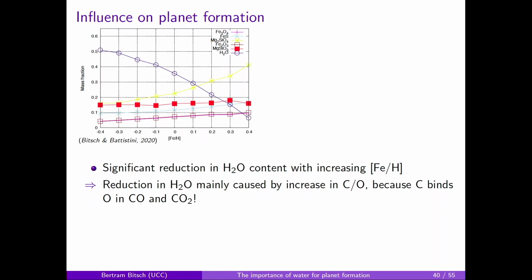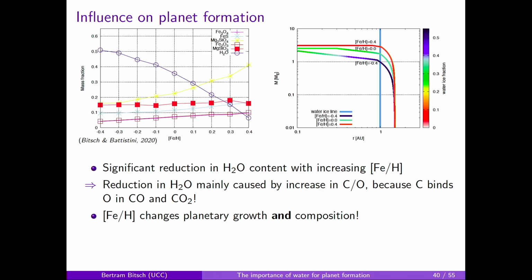So this is what we calculated here. You have these different colors that correspond to different solids, but I would like to focus here on the blue line, which is the water line. As our host star metallicity increases, our water content goes down from a mass fraction of around 50% down to just a few percent. And the reason for that is the increase in the carbon over oxygen ratio, right? Carbon over oxygen increases with the host star metallicity, and this reduces the water content because the carbon binds the oxygen mostly in CO and CO2, which means we have less oxygen available to form water. So our water content goes down as we increase the metallicity.